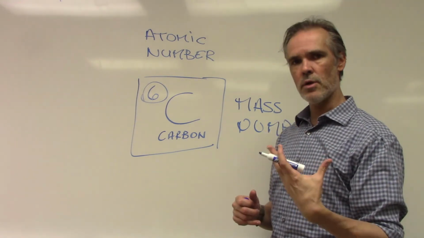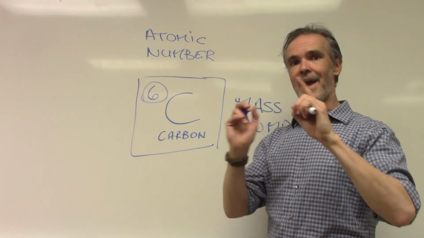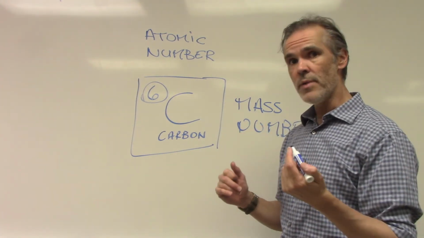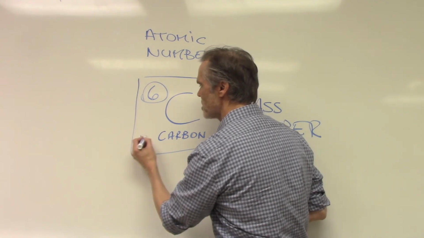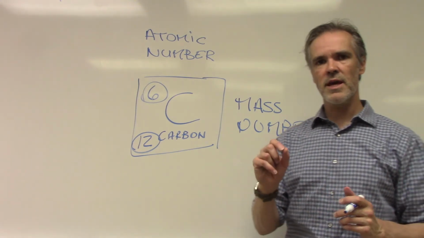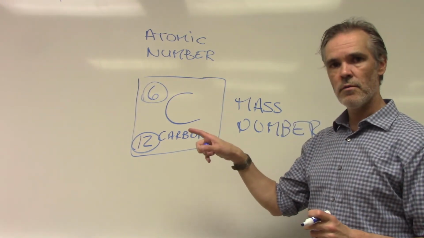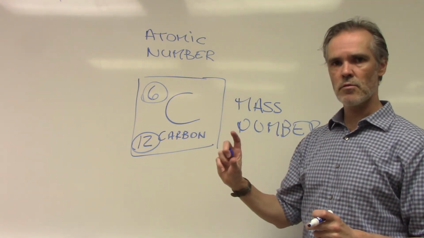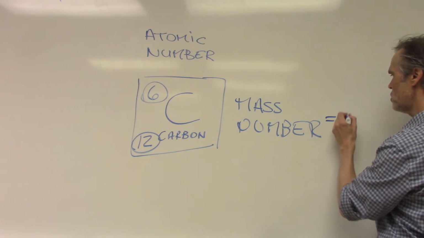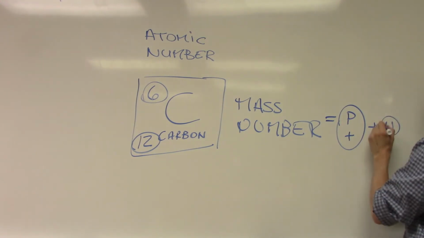And the mass number is the number of protons and neutrons that we have. So basically it describes the nucleus, right? So for carbon, there is a mass number of 12. Now, notice that I said there is a mass number of 12. Actually, there's more than that. But let's not complicate things right now. The mass number is equal to the number of protons we have, the positive particles, plus the neutrons.